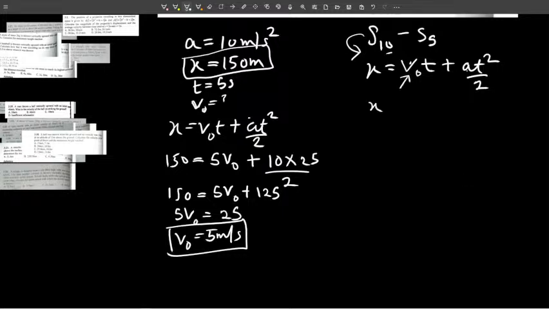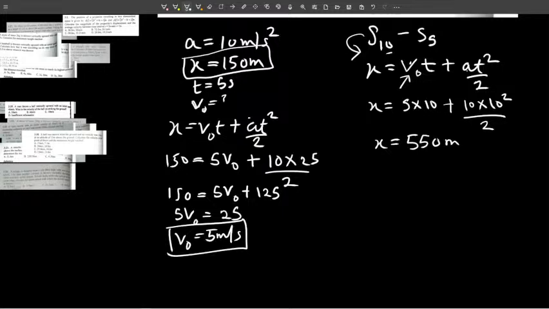So we're going to have x equals 5 times 10, since the time taken is 10 seconds, plus a, which is 10, times 10 squared over 2. So punch this into your calculator, give me a sec to punch. On the calculator, you get 550. So that gives me 550 meters.